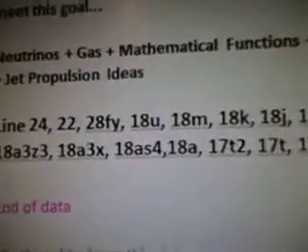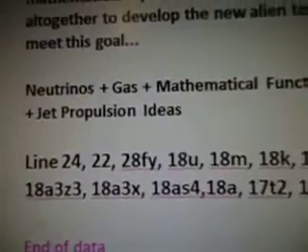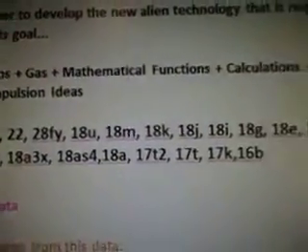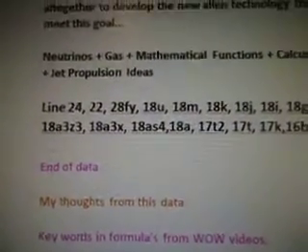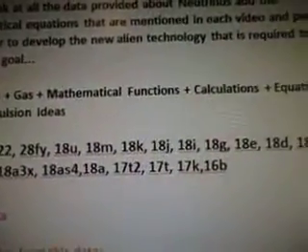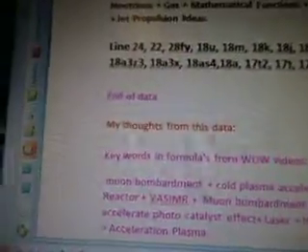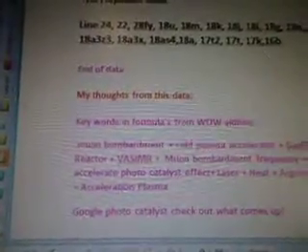The next formula is neutrinos plus gas plus mathematical functions plus calculations plus equations plus jet propulsion ideas. All these things are listed in line 24, 22. Actually, those videos haven't been filmed yet, okay? So I'm still on lines 22, but you'll have to look at 24 and 28 when they come up. But you can look at all the ones for 18 and 17. So those are the letters of each of the videos to look at, and that's the end of that data. So my thoughts from this data is the keywords and the formulas from the WOW videos.